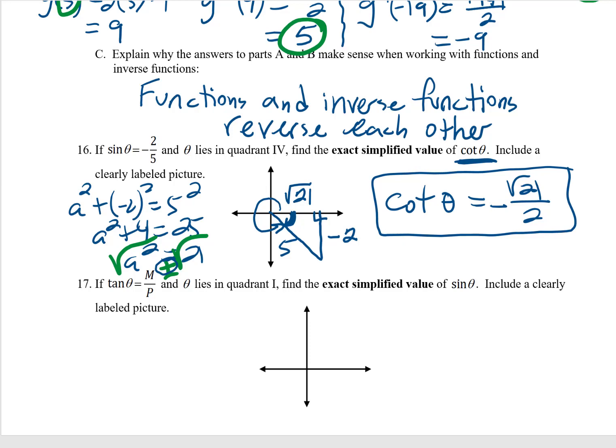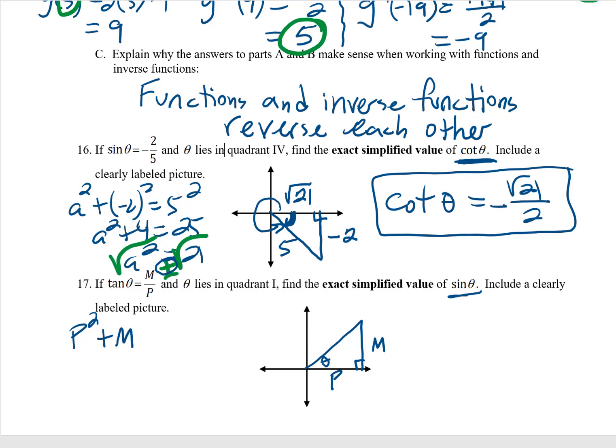Problem 17 is very similar. We're just using letters instead of numbers. It says tangent theta is m over p. Theta this time lies in the first quadrant. So I'll make my triangle picture in the first quadrant, dropping my perpendicular. The tangent ratio for angle theta is opposite over adjacent. So m here and p here, m over p for the tangent ratio. I want to find another of the trig ratios. And again, I can easily do that as long as I know all the sides of this triangle. This time I'm missing the hypotenuse, but I can get it using the Pythagorean theorem.